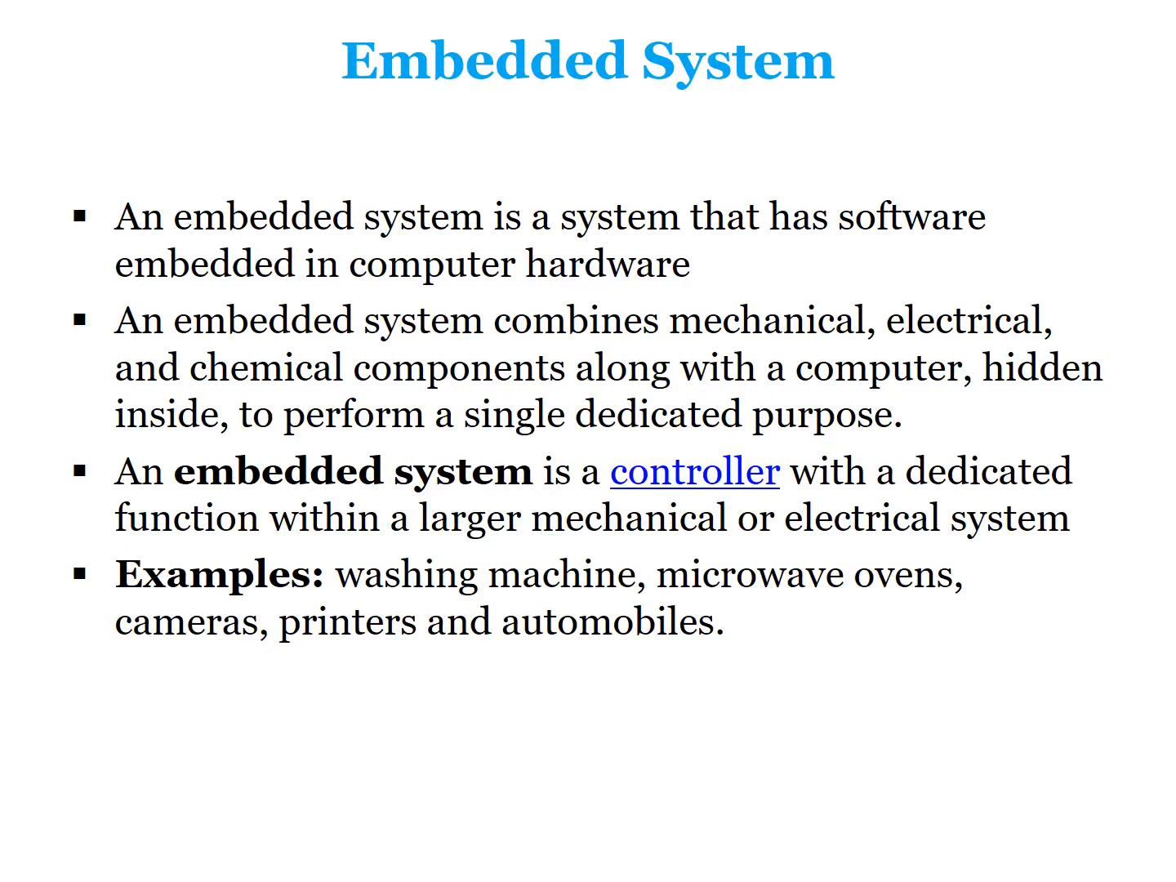In short, we can say that the combination of mechanical, electrical and chemical components used to perform a specific dedicated task is called an embedded system, and it is used to control various operations of that particular device. For example, a microwave oven. In a microwave oven, an embedded system is installed on the control panel. It acts as the control room or controller of the microwave oven.